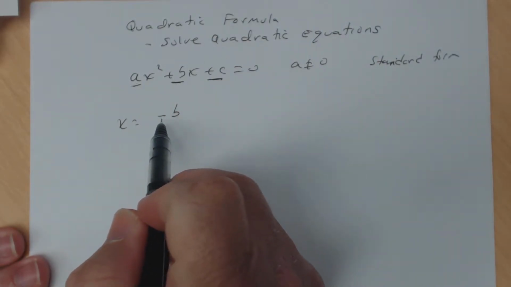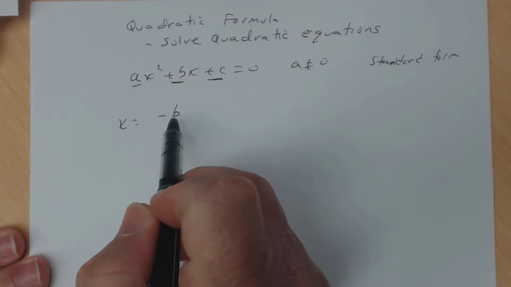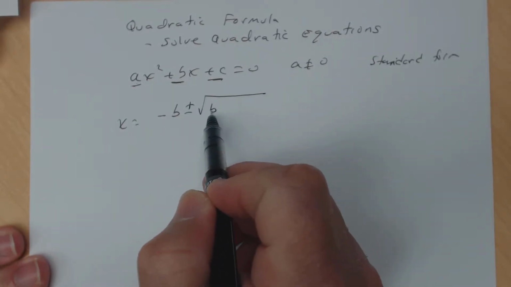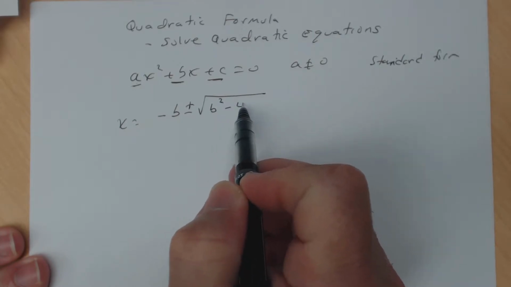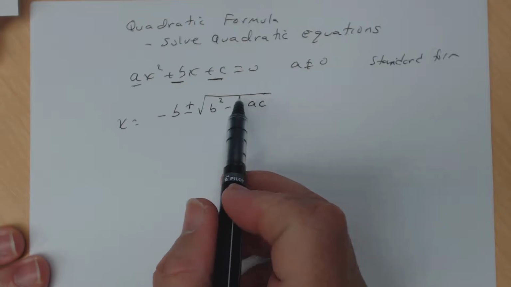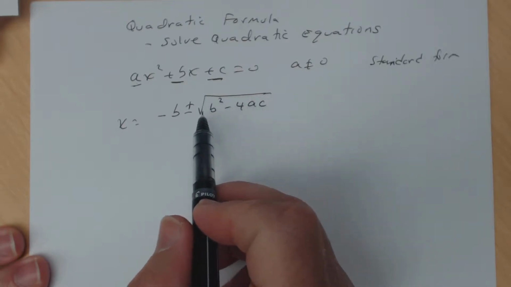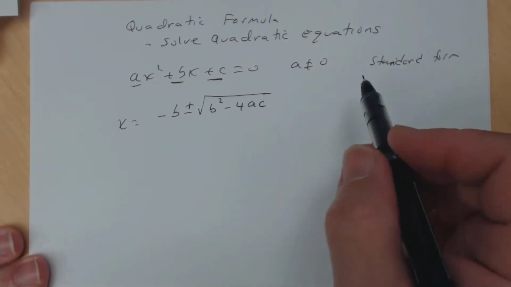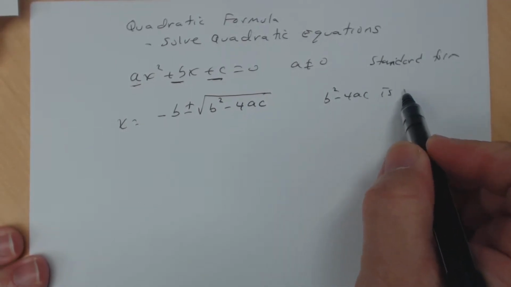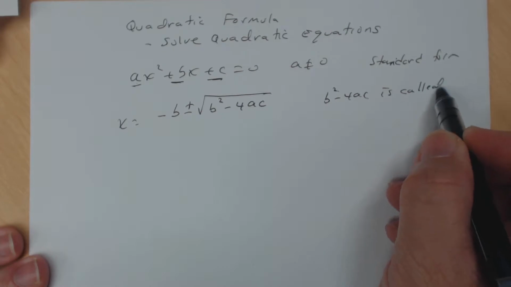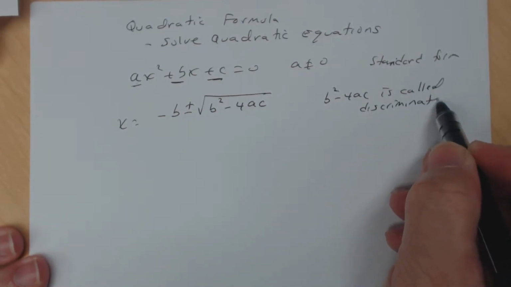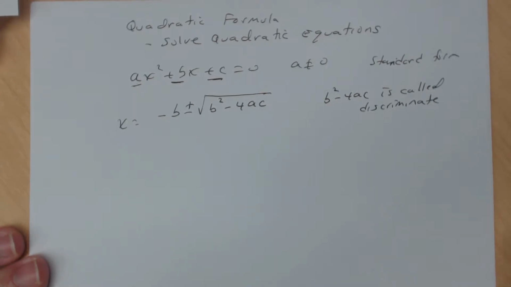As you read this, it's read as the opposite of b plus or minus the square root of b squared minus 4ac. So b squared minus 4ac is the radicand. It is under the radical. And b squared minus 4ac is also called the discriminant. We're going to talk about the discriminant in a little while.